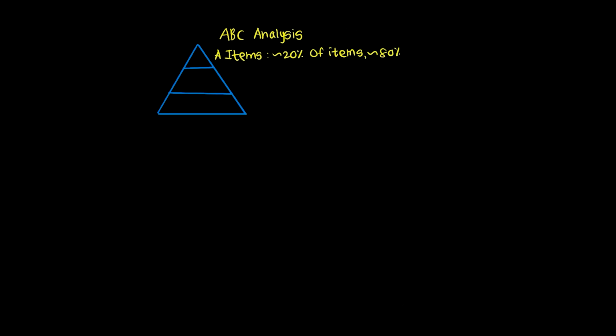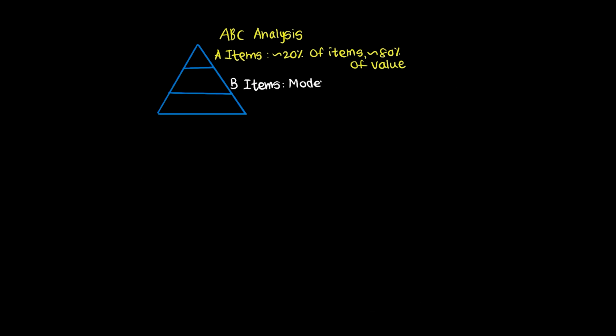ABC analysis is an inventory classification method based on the Pareto principle, the same 80-20 idea you saw with the Pareto chart, but applied to inventory management. This warehouse has 3,000 different parts. 60 of those items account for about 80% of total annual spending. The manager wants the tightest controls on those high-value items.